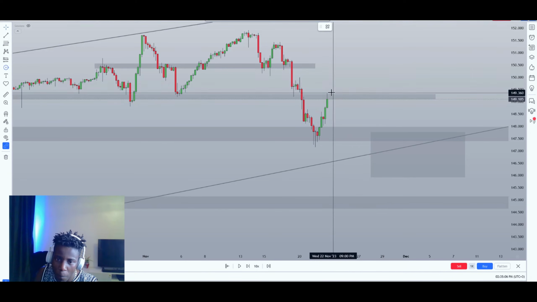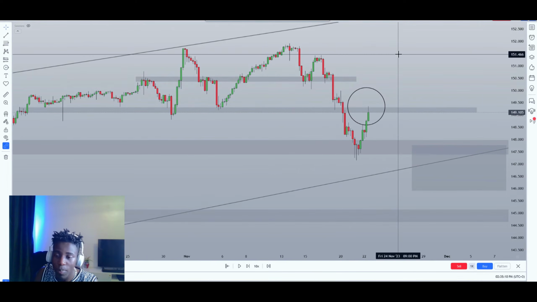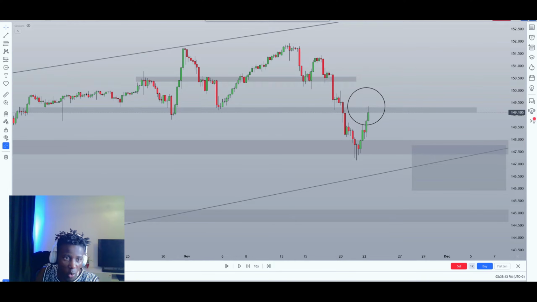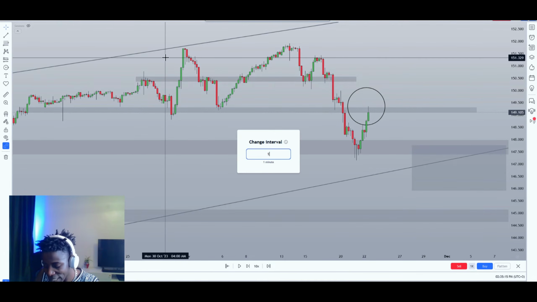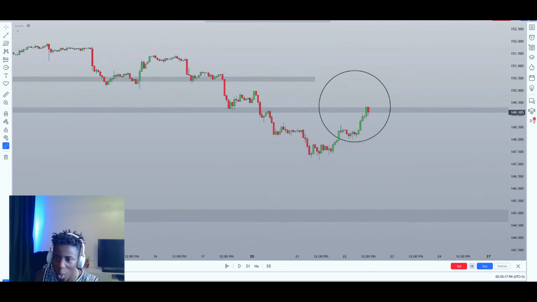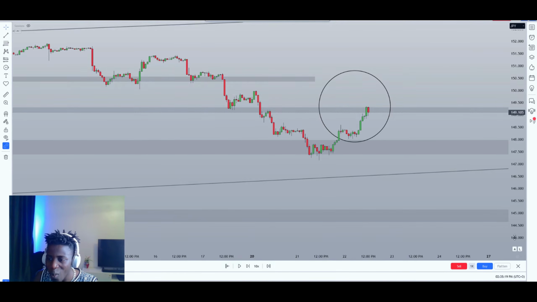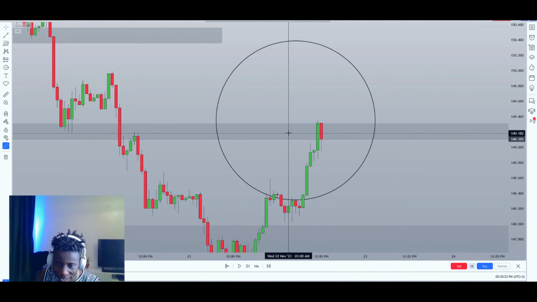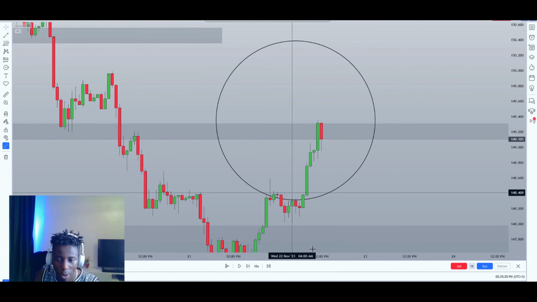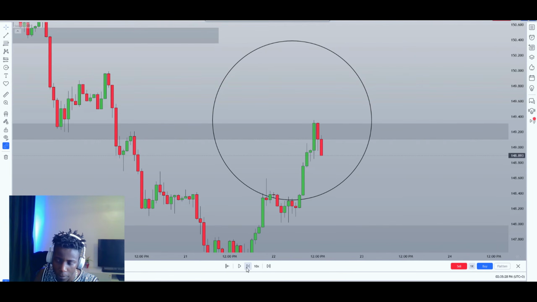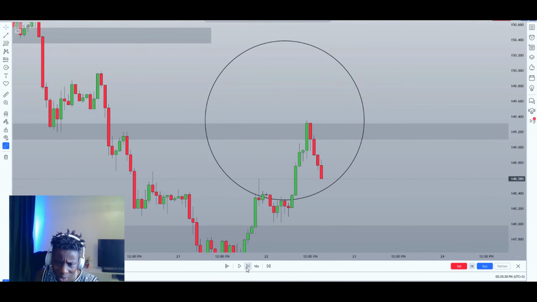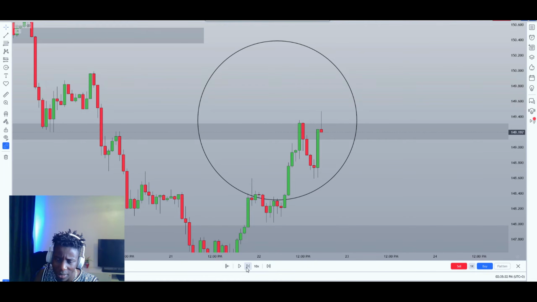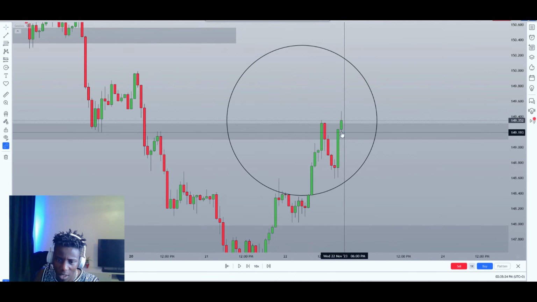For example, being in this place, it doesn't mean we should just sell. You go maybe to the lower time frame, let's say the 1H or the 15 minute. I want you to take a look at the candlestick patterns that are going to be formed here. Now, for example, here we haven't seen any candlestick pattern.